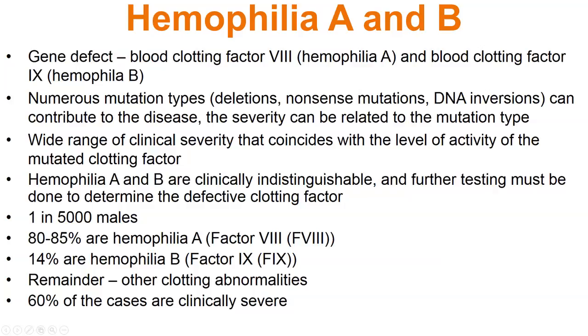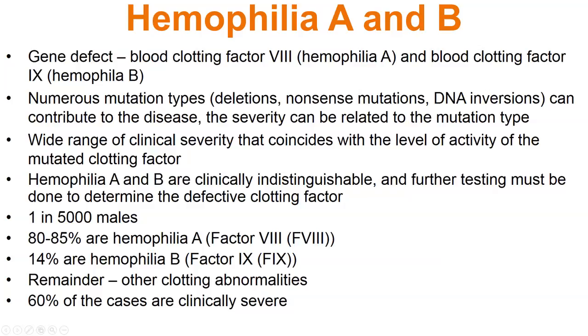So because you have different types of possible mutations, the clinical severity varies widely. Okay, and it's based on how much residual activity you're going to have in that clotting factor. Once again, hemophilia A and B are clinically indistinguishable, so you actually have to go in and do some more testing to figure out which factor is defective. Okay, and if you're going to do a very specific factor replacement therapy, which is how you treat these diseases, you need to know which one's deficient.